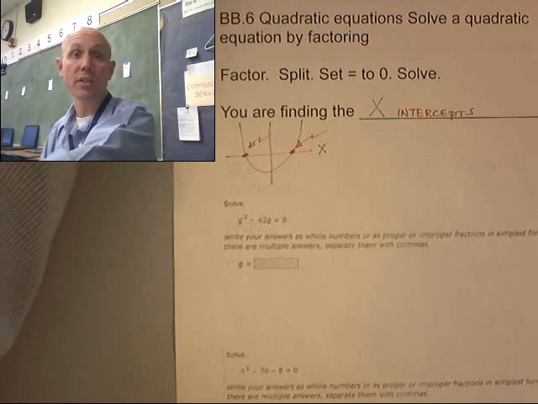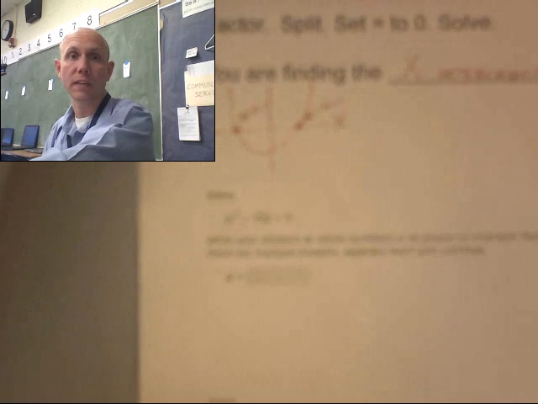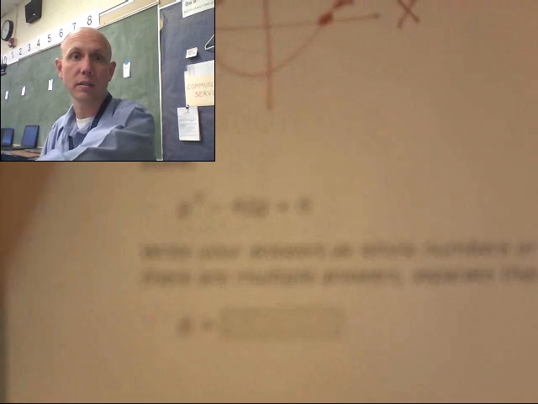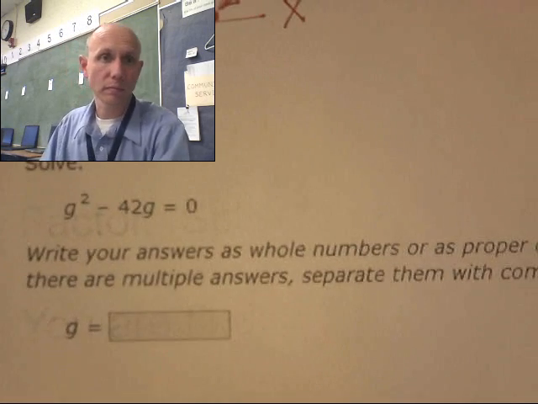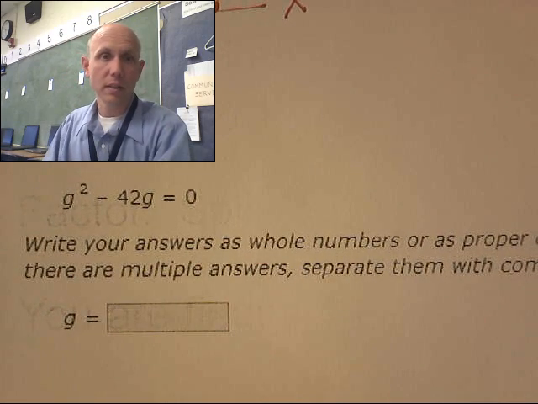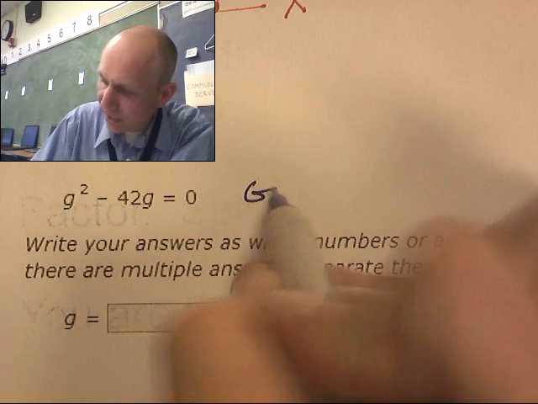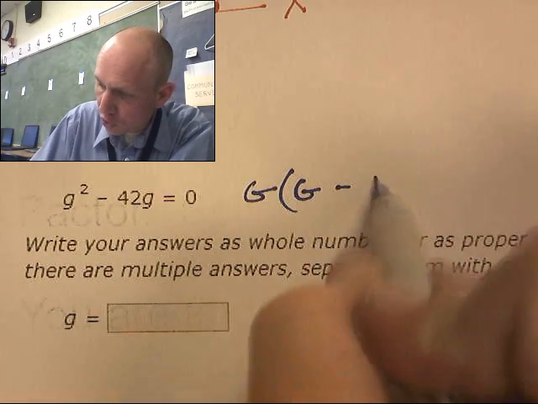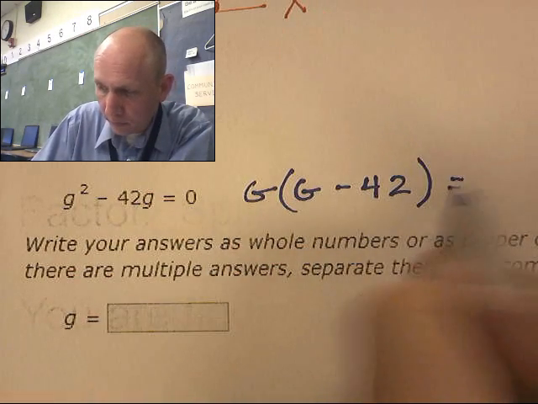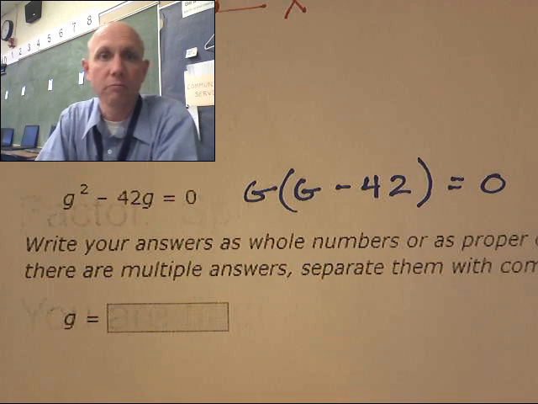This is where your factoring skills are going to come in. Factor, factor, factor. Okay. g squared minus 42g. Can I factor that? Sure I can. This factors as g times g minus 42. It's factored.